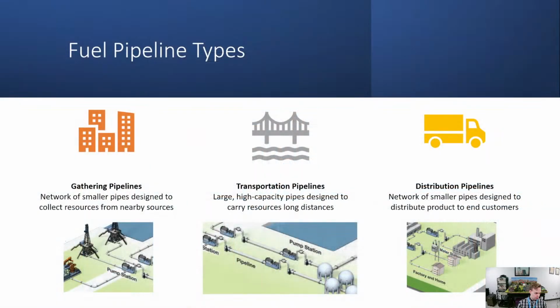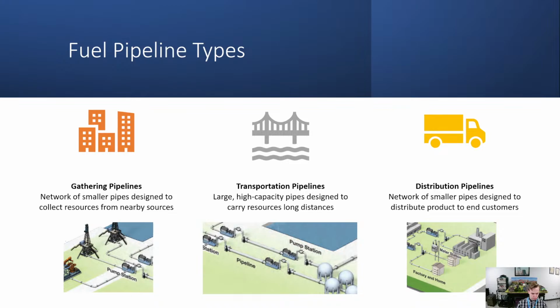So to start, we actually have 3 different types of pipelines. First, we have our gathering pipelines. And this is just a network of smaller pipes designed to collect resources from their nearby sources, whether it be wells, mining, things like that. So a lot of smaller pipelines all converging into one pumping station. And that pumping station is what sends the fuel into our transportation pipelines.